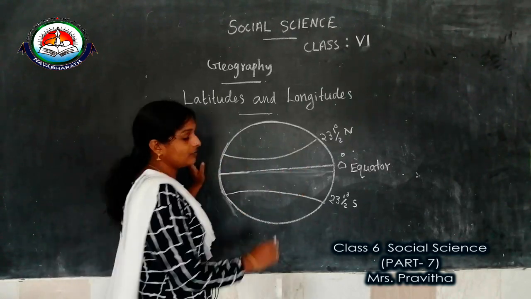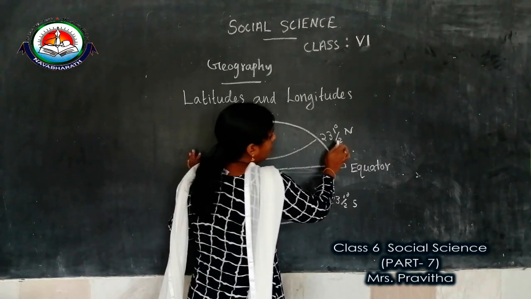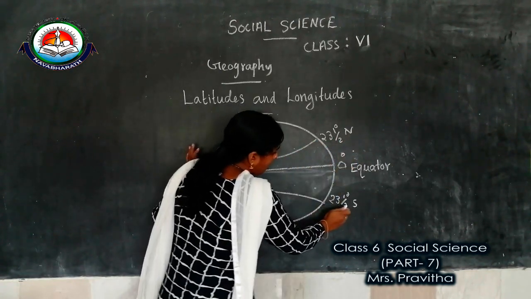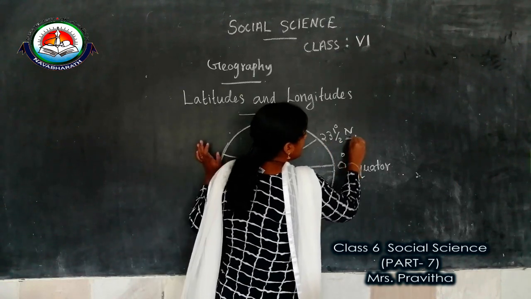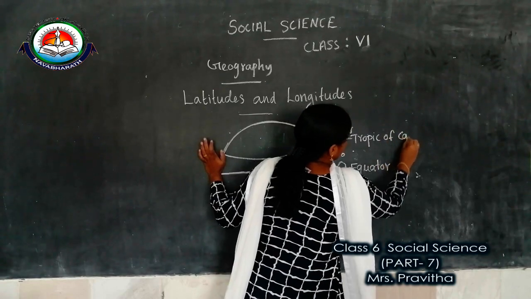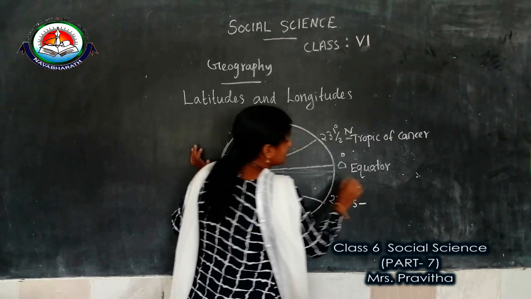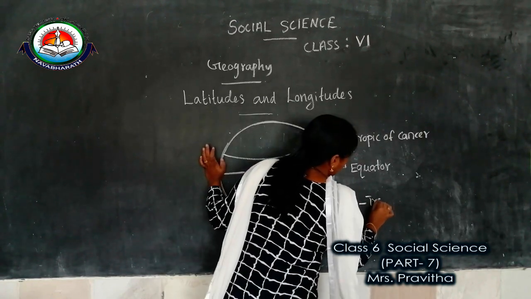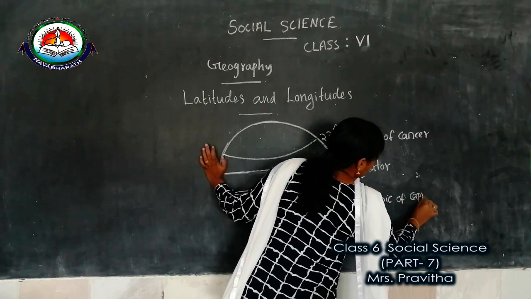Then the second one among the important latitudes: 23 and half degree north and 23 and half degree south. 23 and half degree north is known as the Tropic of Cancer. 23 and half degree south is known as the Tropic of Capricorn.